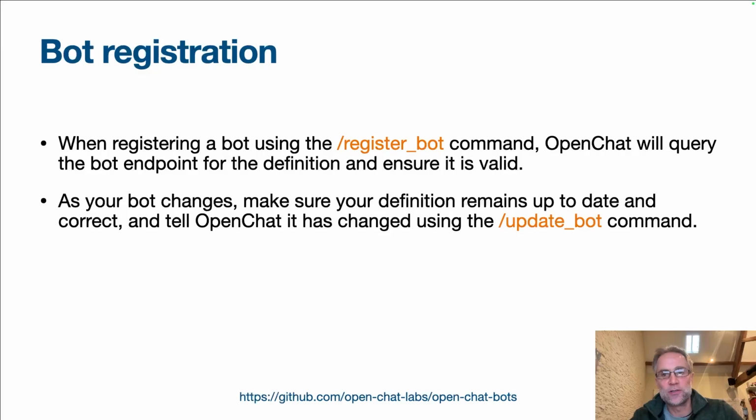When you register a bot using the register bot command, OpenChat will query the bot endpoint for its definition and ensure it's valid. You'll also be able to browse through the definition in the OpenChat UI at that point to double check everything looks correct. As your bot implementation changes over time, you must make sure your definition remains up to date and correct. When the definition changes, you must also tell OpenChat it's changed using the update bot command. This allows OpenChat to load and validate the new definition. It's important this is kept up to date because it controls how OpenChat will present the capabilities and requirements of your bot to OpenChat community owners and users.